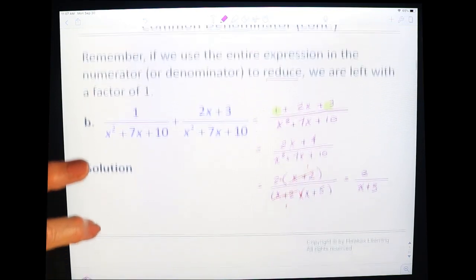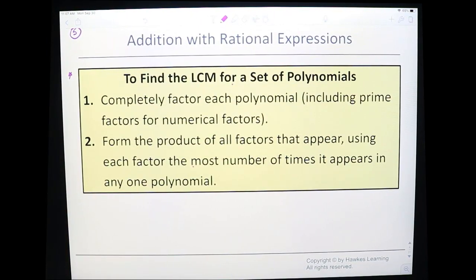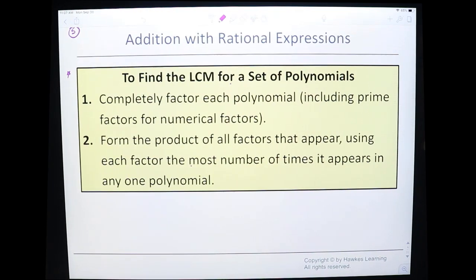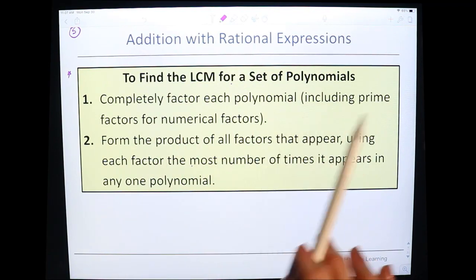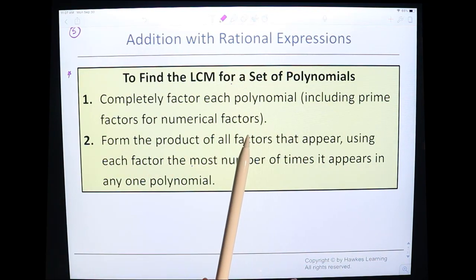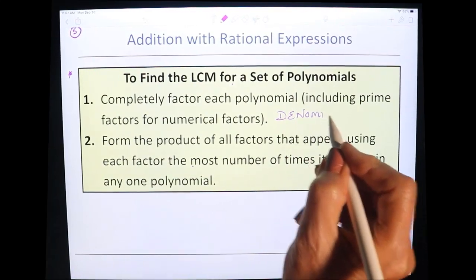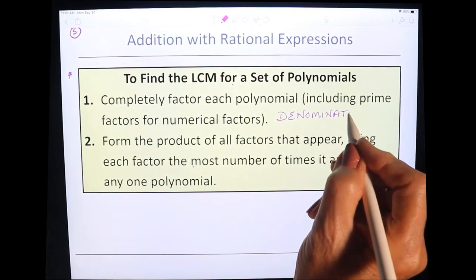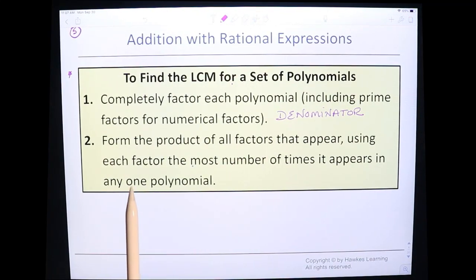Let me talk to you about what we do when the denominators do not match. And we will need an LCM, or you may know that as an LCD, a lowest common denominator or a least common multiple. So to get that, we're going to completely factor each polynomial, including prime factors for numerical factors. And this is going to be in the denominator. Let me make a note there. We don't need to worry about factoring the numerator here in order to find the lowest common denominator. And then this is going to be an important sentence. You're going to hear me saying this.